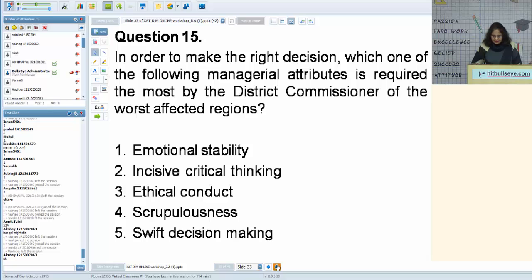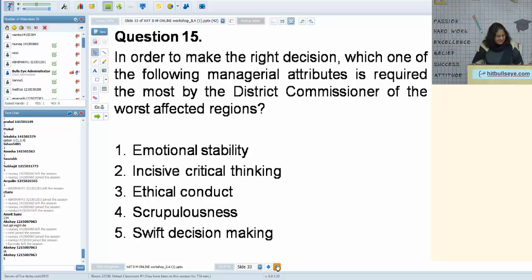Let's look at the next. Okay, in order to make the right decision, which one of the following managerial attributes is required the most by the district commissioner of the worst affected regions?